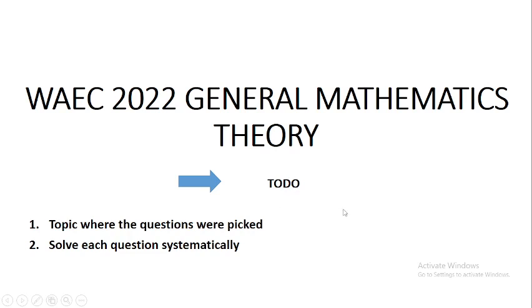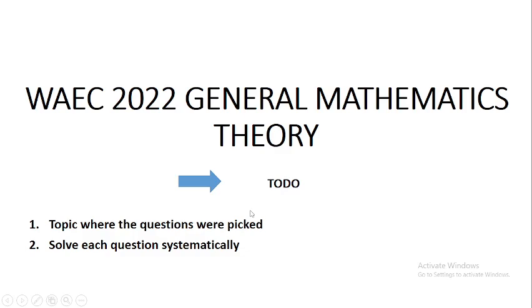Without wasting much of our time, let's jump to the first question of WAEC 2022 General Mathematics, the theory part. In this theory part, we have 13 questions altogether: 5 compulsory questions, and 8 questions in the optional part, from which they are to pick 5 questions. In this video, we are going to solve all of them. So that's what you are expecting in this video.